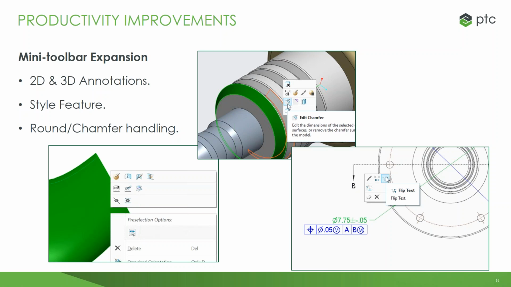We've also expanded upon the style feature. We can now control the input for the style feature, kind of a nice new feature there. And the round and chamfer handling is a little bit more convenient as well. So now you're going to be able to right-click right on that side and edit or make a round or chamfer pretty seamlessly there.